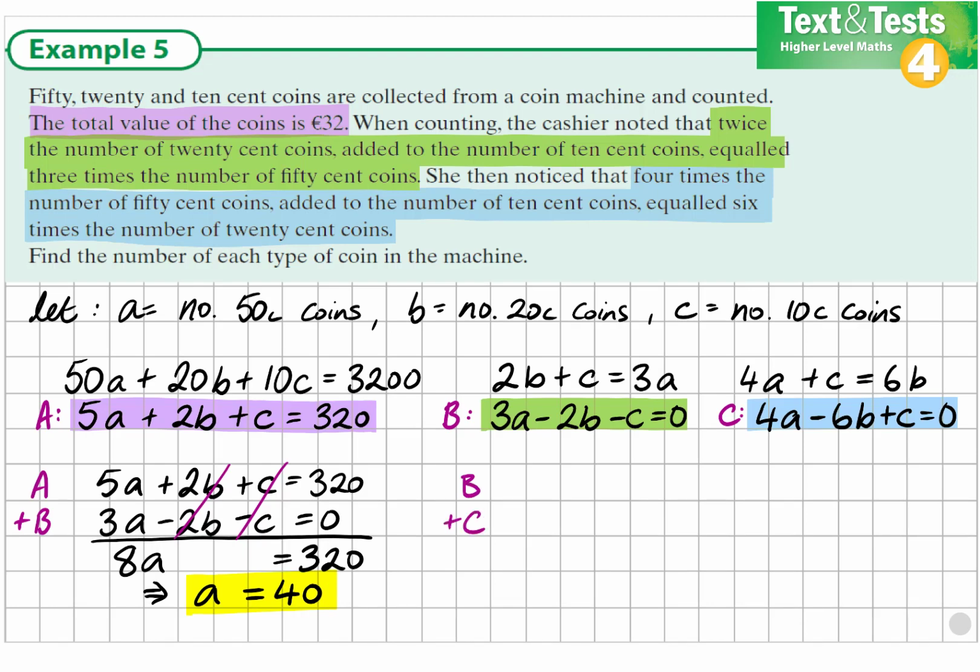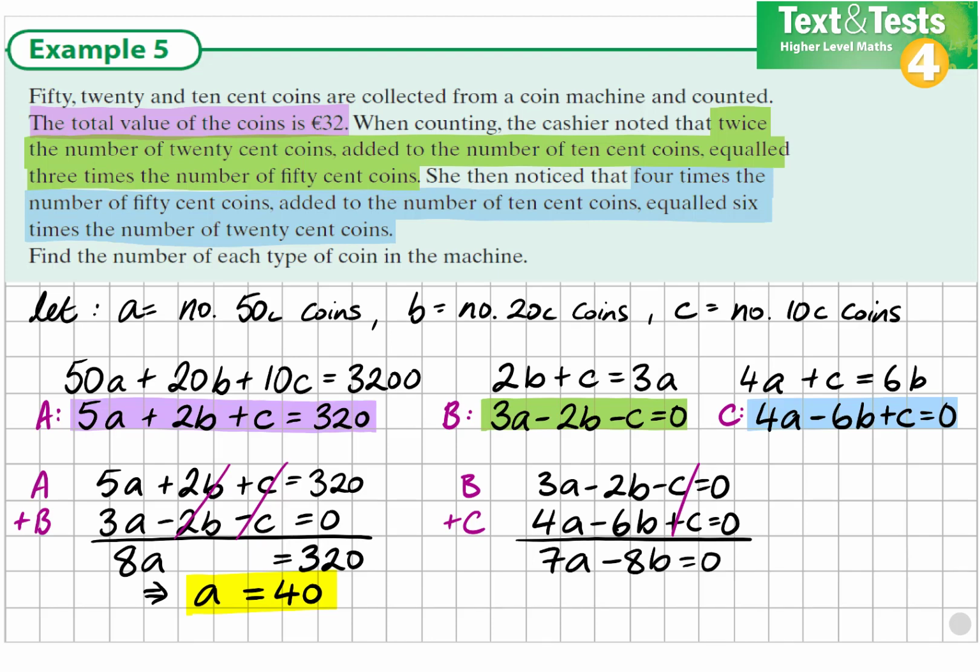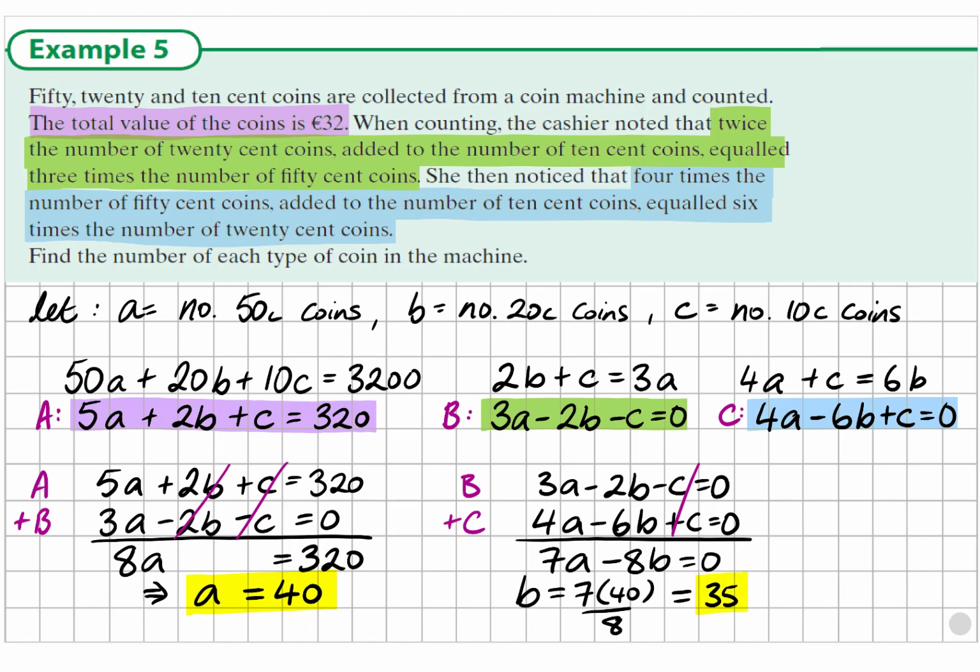Now, if I take equation B and add it to equation C, again, we'll have the C's cancelling out or being eliminated. They'll add together to be 0. So when I add this, the C's are eliminated. I have 3A and 4A, that's 7A. Negative 2B, negative 6B, that's negative 8B is equal to 0. So manipulating this and subbing in that we know A is equal to 40, we end up that B is equal to 35. So the number of 20-cent coins is 35.